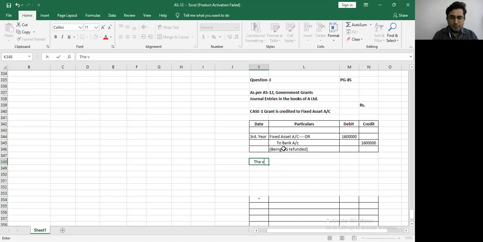The value of the fixed asset, just give me a minute. Yes, the value of the fixed asset during the third year. Okay, what's your cost of the asset? Cost of the asset was 16 lakhs.